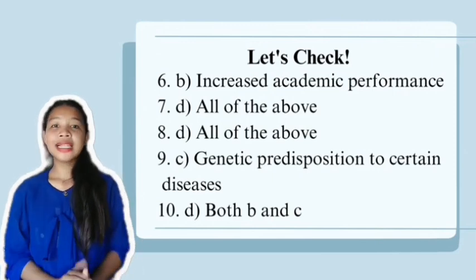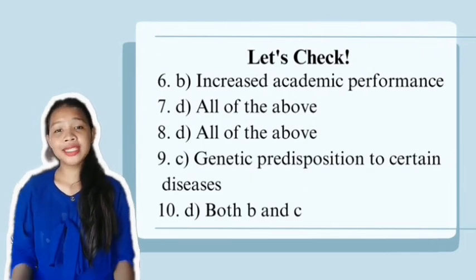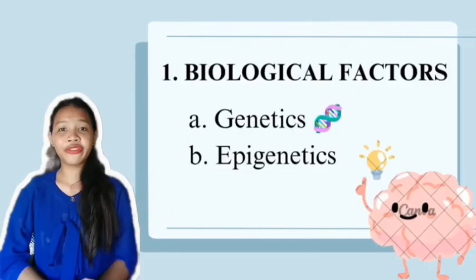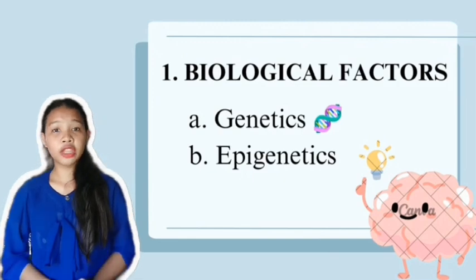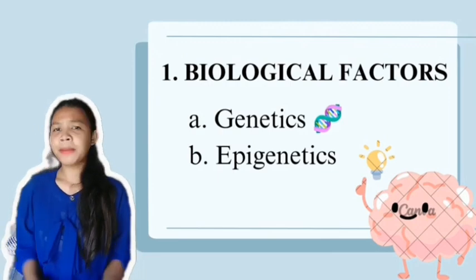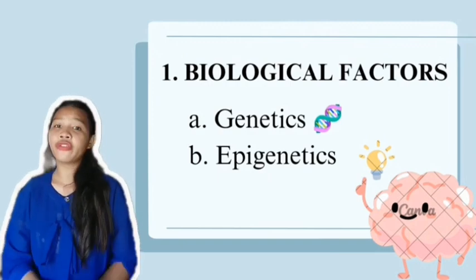So now, let's proceed to our discussions of the factors that affect child development. First, we have the biological factors that are categorized into two, which are genetics and epigenetics. But before diving in, let's first know what biological factors are.